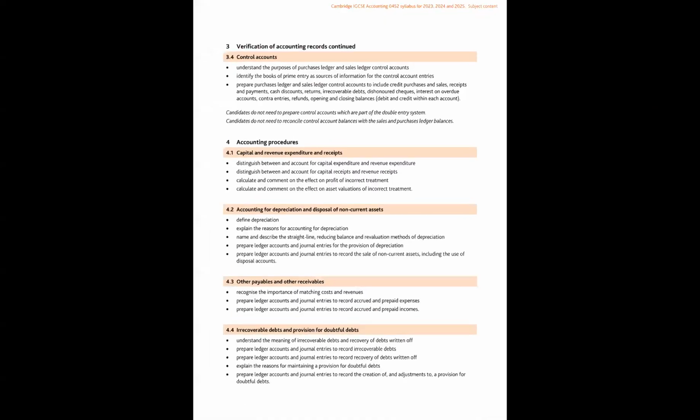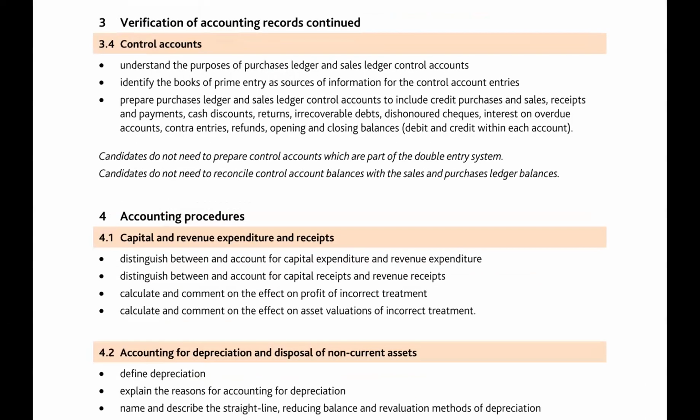I indicated that we're going to look at the control accounts. For the control accounts, what we're going to do is understand the purpose of the purchases ledger and the sales ledger control account. We'll try to identify the books of original entry as a source of information that we use in the control accounts. So that's what we do.